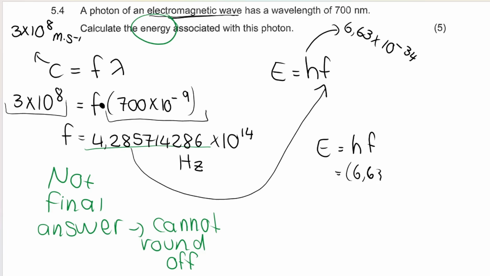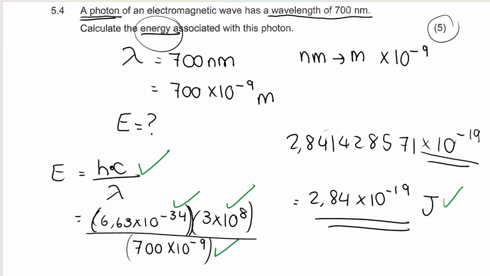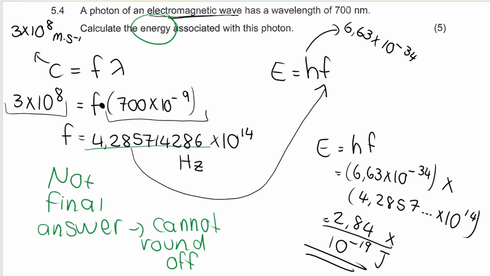So H is 6,63 times 10 to the negative 34. It will always be that. It's on your formula sheet, and I multiply it by that long number that I just got. Remember, don't round it off. You're going to multiply it by that entire number. So I just kept it on my calculator, and I'm multiplying it by the constant. And doing that, you get exactly the same answer as what I got when I used the combined formula: 10 to the power of negative 19 joules. Take note, exactly the same answer. Okay, so in this case, I'm just using 2 separate formulas. You'll get formula, substitution, final answer. 5 marks.